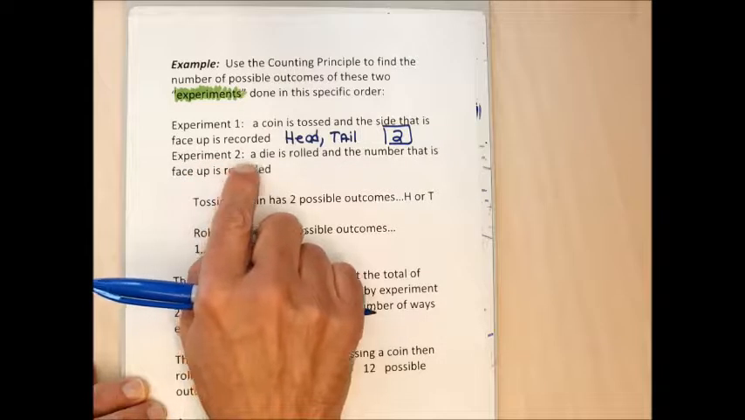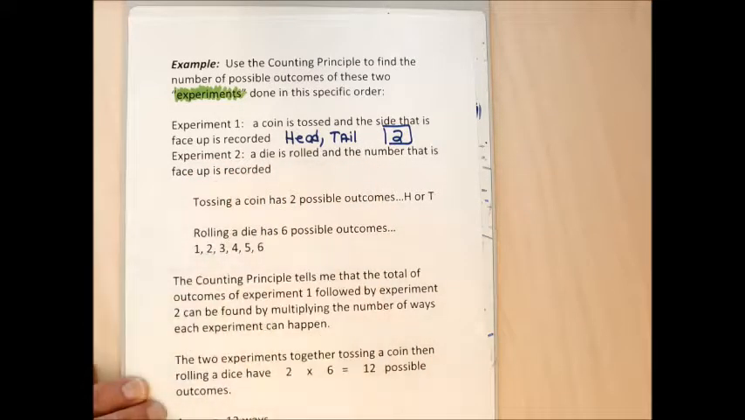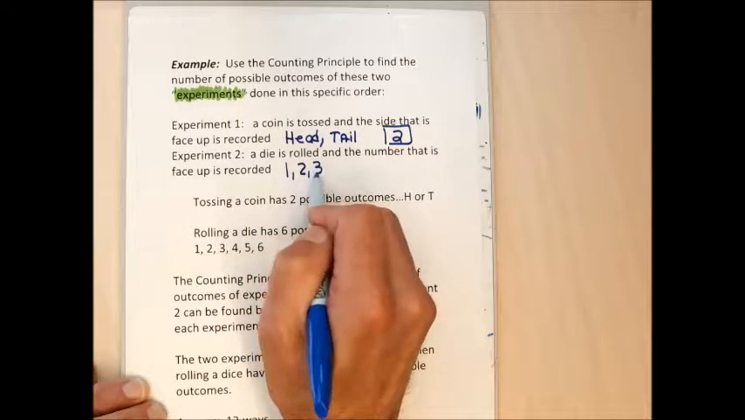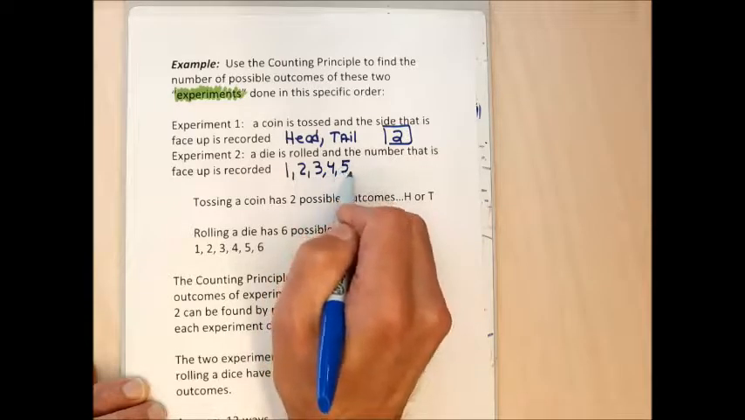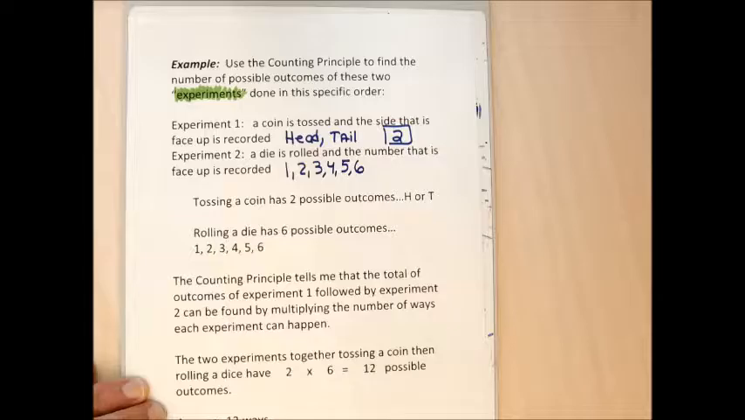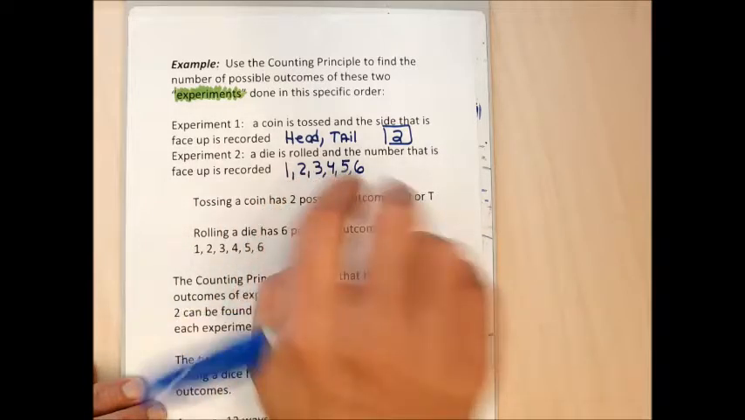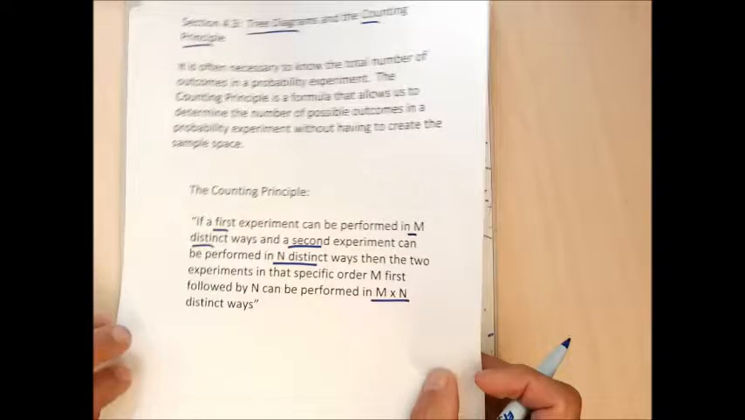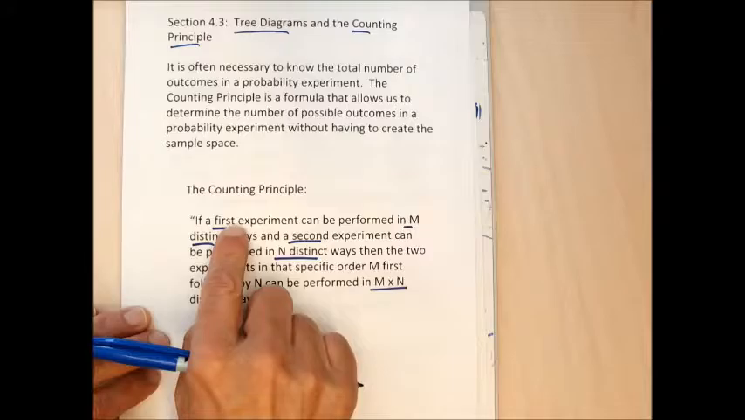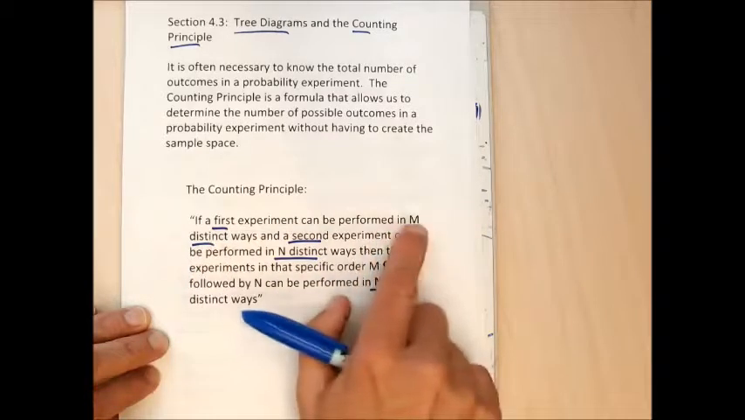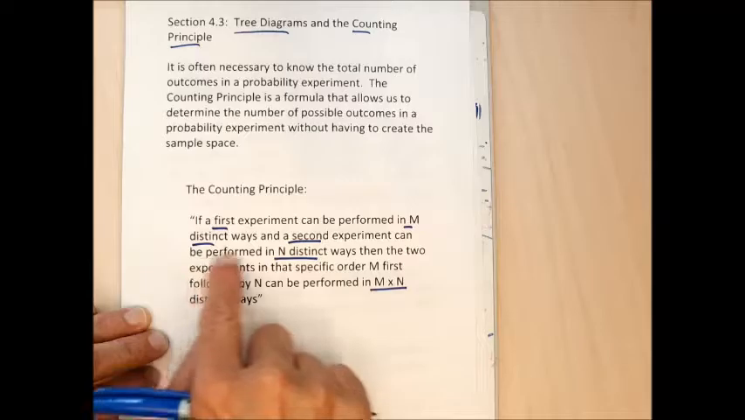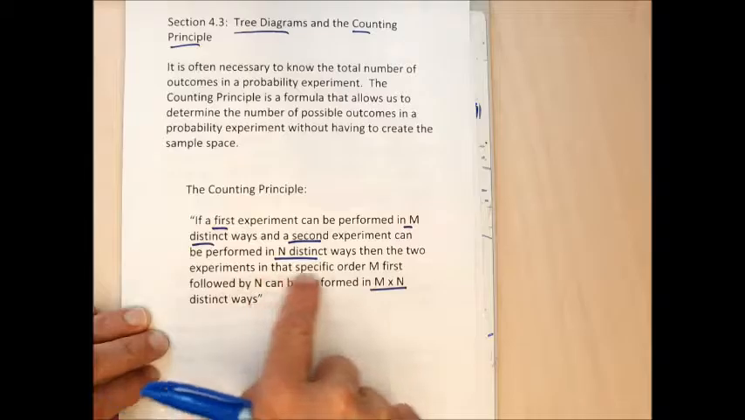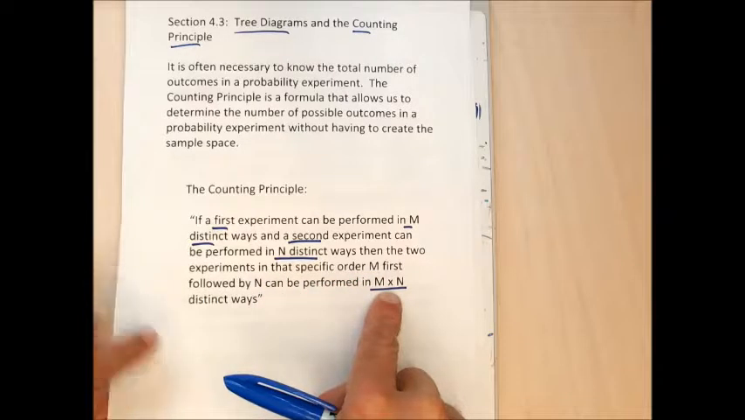My second experiment is a die is rolled and the number that is face up is recorded. Assuming it's a six-sided die, the number that's face up can only be the numbers 1 through 6. So the number of possible outcomes for the second experiment is 6. The counting principle says if the first experiment can be performed m ways, in this case 2 ways, and the second experiment can be performed n distinct ways, in this case 6 ways, then the two experiments in that specific order can be performed m times n ways.